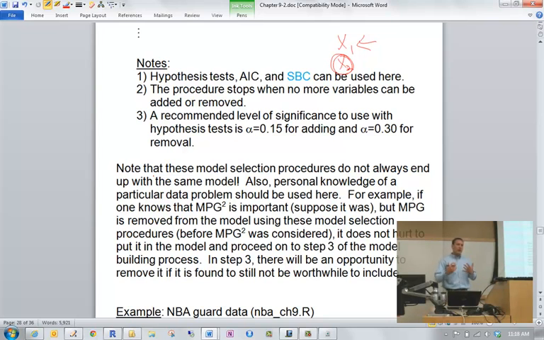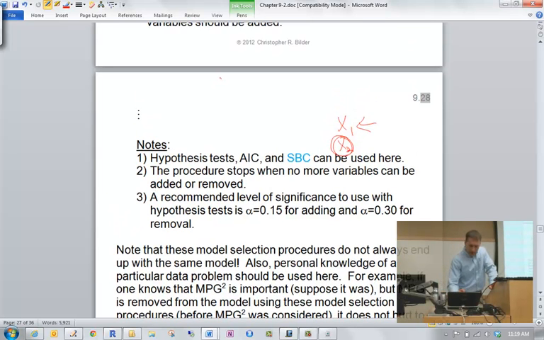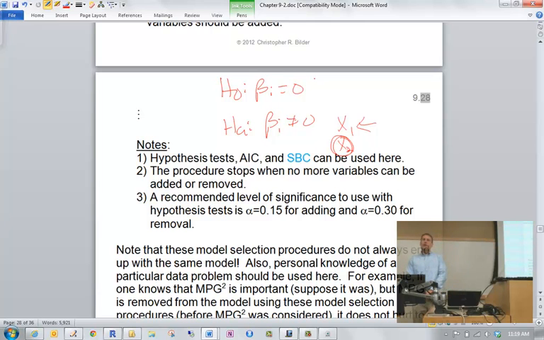Now, there are also some other problems with these model selection or predictor variable selection approaches. For example, when we're doing hypothesis tests here, we're doing tests of this form: is beta equal to 0 or not? So if you end up concluding, don't reject H0, does that mean that beta is equal to 0?